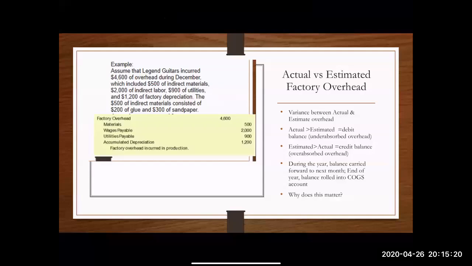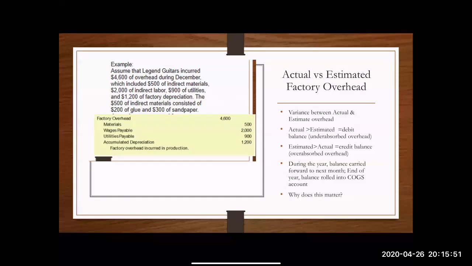All right, guys, so here we are almost at the end of the chapter, but here's where I want to describe the difference between actual versus estimated factory overhead. If you can recall, in an earlier video or prior slides, we talked about factory overhead, and this was the journal entry that we recorded. Now we're going to do a comparison of what this looks like if you overestimate or underestimate your factory overhead.